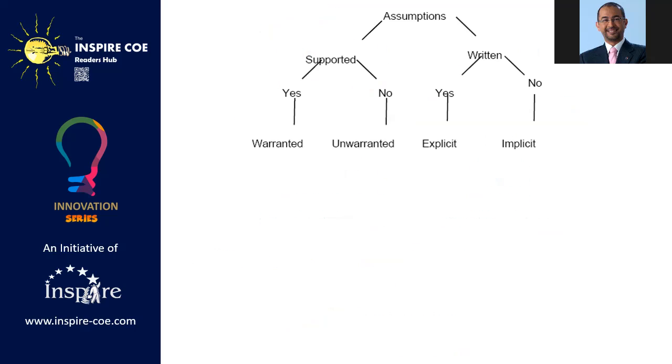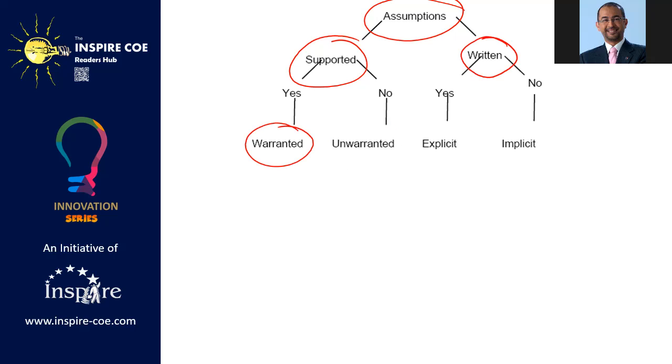And that's why, when we look into how people innovate, it always starts with an assumption. And here the assumption is either supported by someone who has really tried it, so it is warranted, or unwarranted if somebody did not really try it. And sometimes there is a written confirmation, so it is explicit, or it is only in the head of someone, in the thoughts and the brain of the one who created it, then it is implicit.